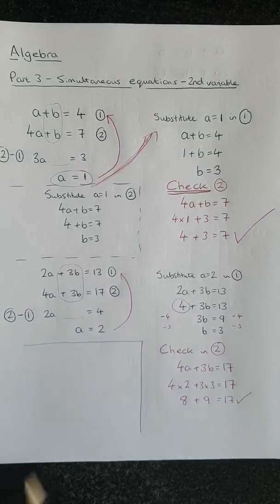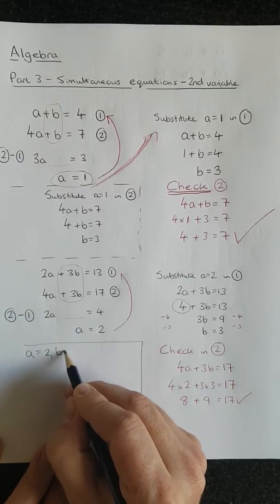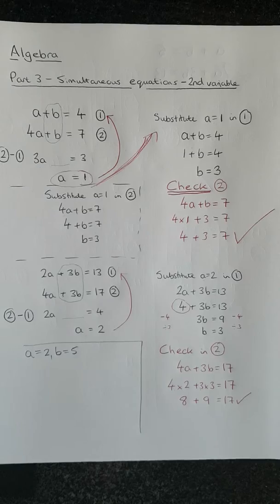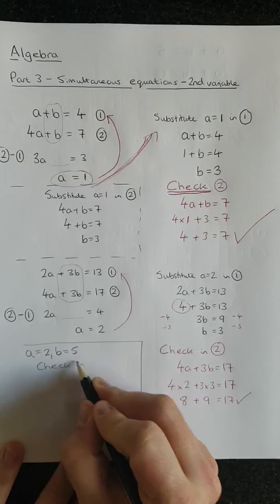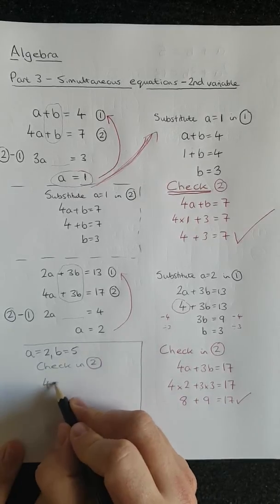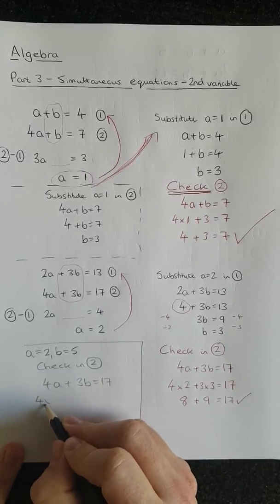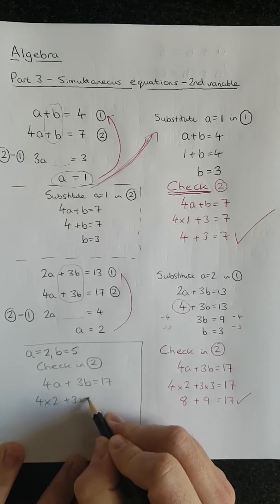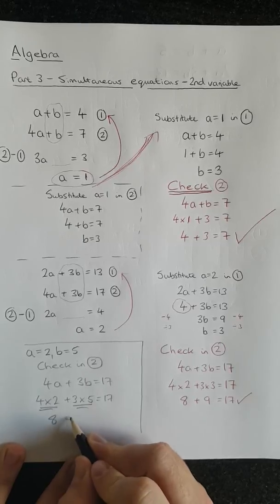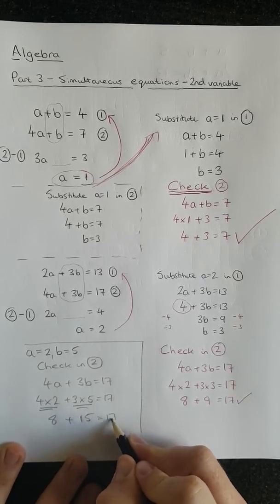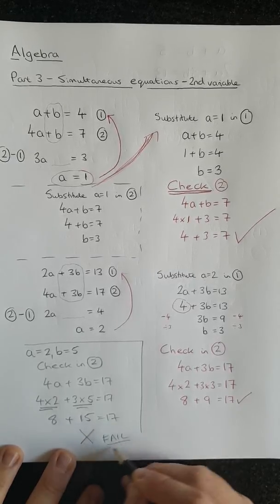Will it always work? Well, let's imagine we'd done something wrong and got a was 2 and b was 5. So we'd have checked in equation 2. We'd have written equation 2 out. We'd have substituted the numbers in. And we'd have got 8 plus 15 equals 17, which is not true. So the equation is a fail.